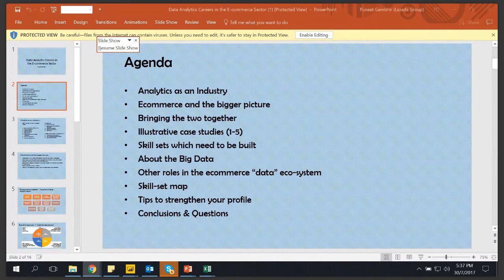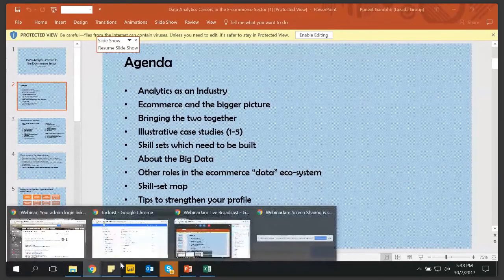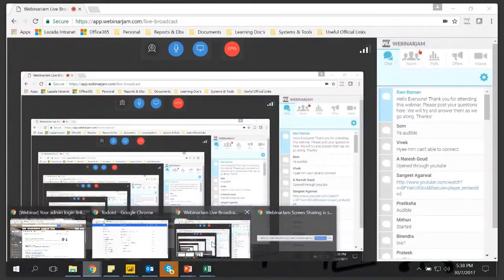We'll talk about other roles which are related to analytics, but not exactly analytics. How do we differentiate between these roles? Which skills are more important for one compared to the other? And some tips to strengthen your profile in analytics if you are looking to get into analytics or you're already into analytics. And questions we would anyways keep on taking while I'm talking about this. So that's the agenda. I hope that is something which you find relevant.